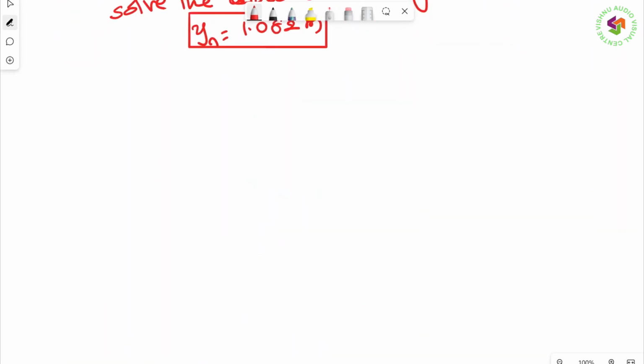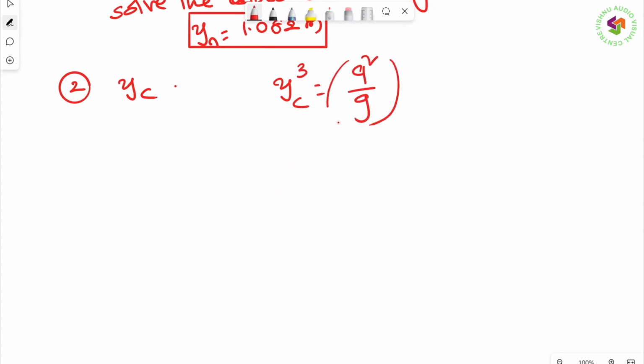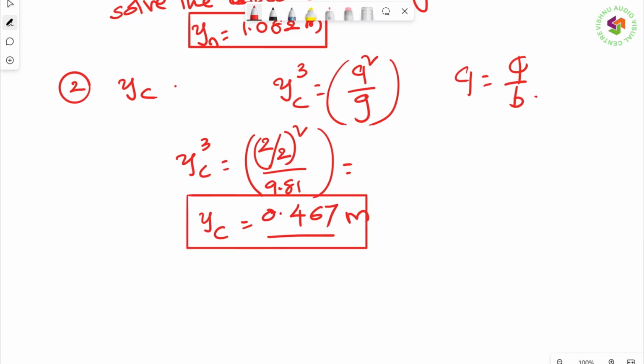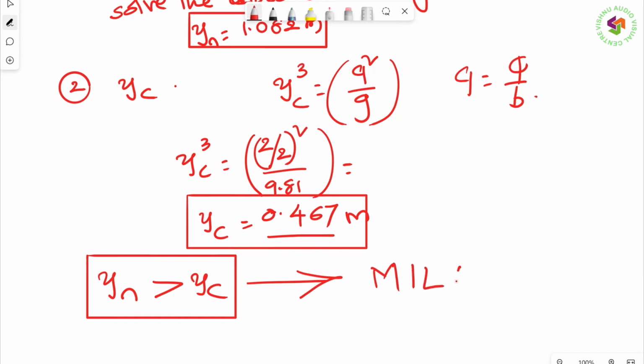Once that is over, then naturally second one is critical depth. For rectangular channel, what is critical depth? Yc cube is equal to q square by g. What is q? q is equal to capital Q by b. So here yc cube is equal to Q is 2 divided by 2, whole square, by 9.81. So what is yc? After yc cube, you note it and then find out yc is equal to 0.467 meters. So these are the two. Now what is happening? Yn is greater than Yc. So then what is the slope of the channel? It is mild slope channel. First conclusion is over.